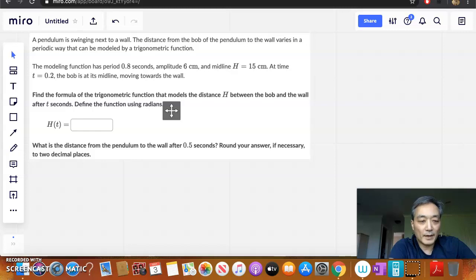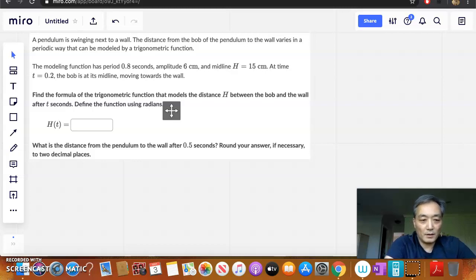Hi everybody, we're back. This is the second problem that deals with modeling with sinusoidal functions. This problem deals with a pendulum, and it says the following: a pendulum is swinging next to a wall. The distance from the bob of the pendulum to the wall varies in a periodic way that can be modeled by a trigonometric function. The modeling function has period 0.8 seconds.